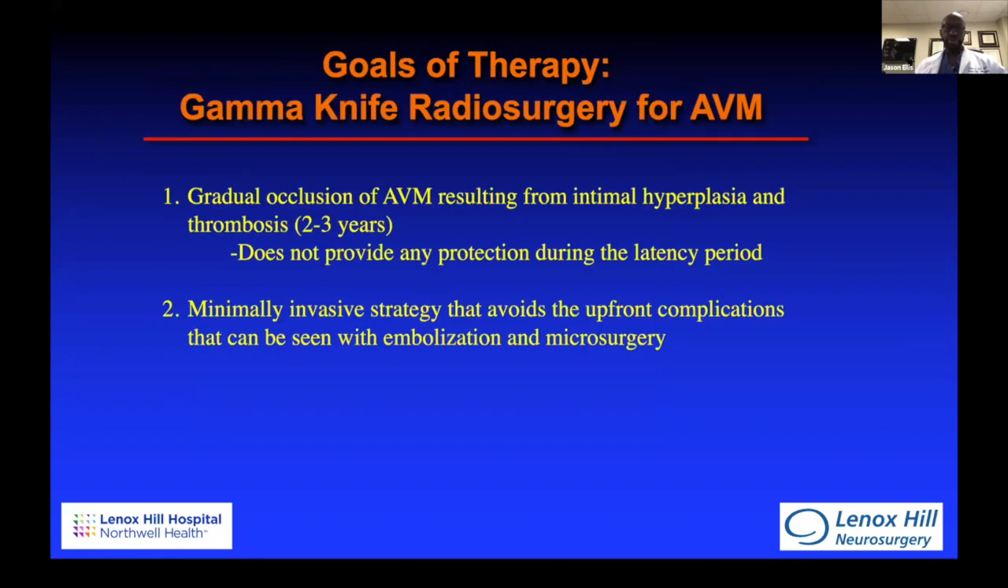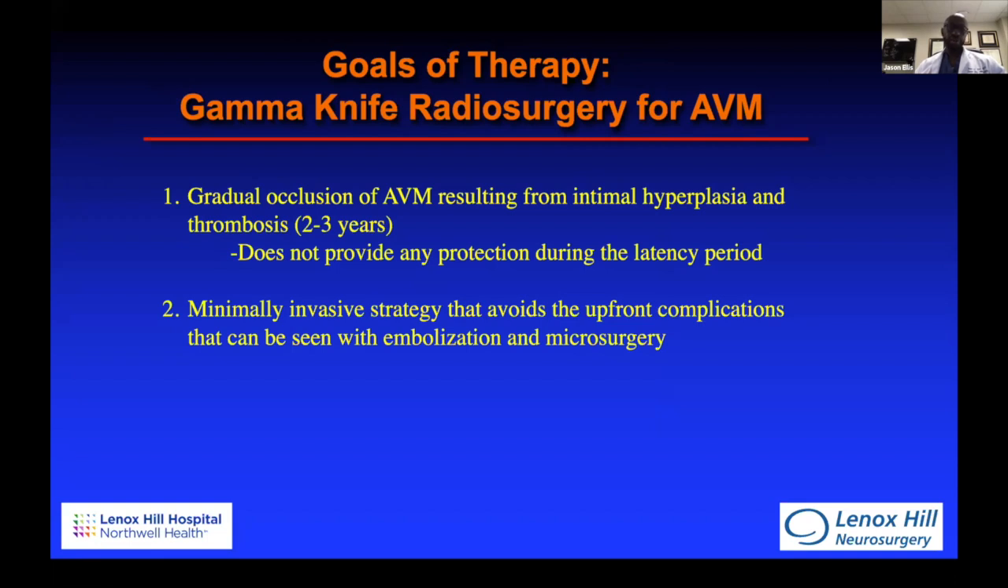Radiosurgery is another technique that we use to treat AVMs, and specifically the gamma knife has shown very good results, 80% or better cure rates in select patients. With the gamma knife, with radiosurgery, you get gradual occlusion of the AVM as this high intensity beam of radiation results in intimal hyperplasia of the blood vessels and eventual thrombosis. The whole process can take about 2 to 3 years though.